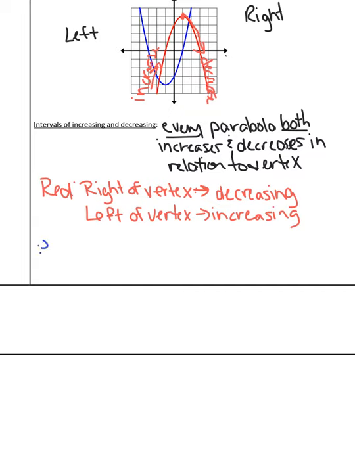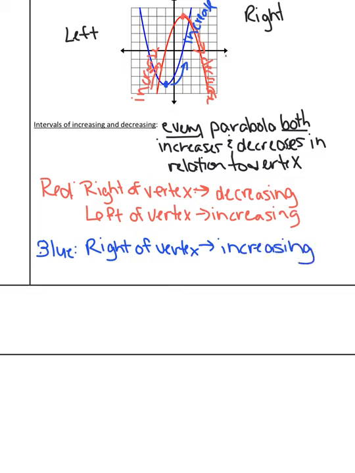Let's look at the blue parabola, and we'll do the same thing. If we're starting with right of the vertex again, so right of vertex. On the blue parabola, the vertex is right here, and we're going to the right of the vertex. That means we're going up, because we're at the bottom on the blue parabola. So that means that on the right of the vertex, we are increasing, because we're crawling back up the parabola. So everything is in relation to the vertex.